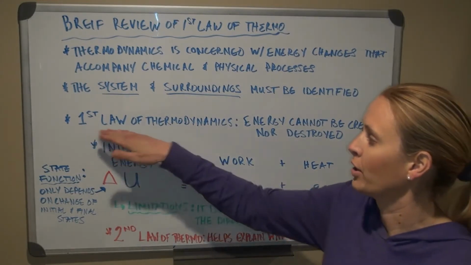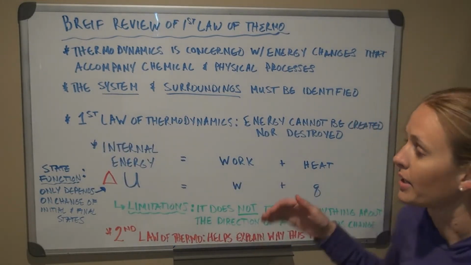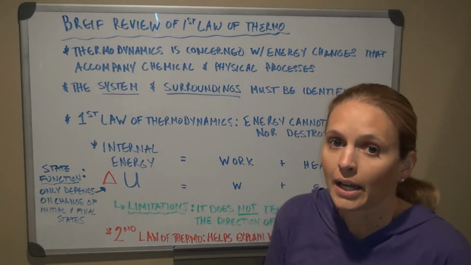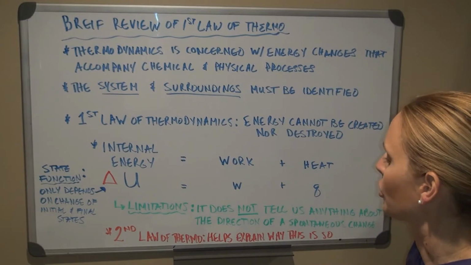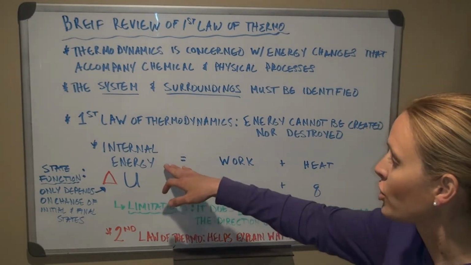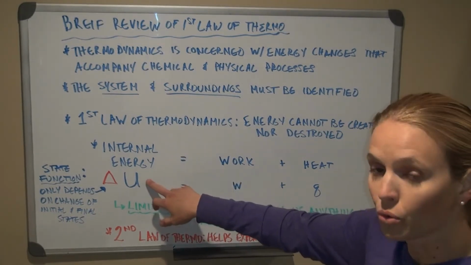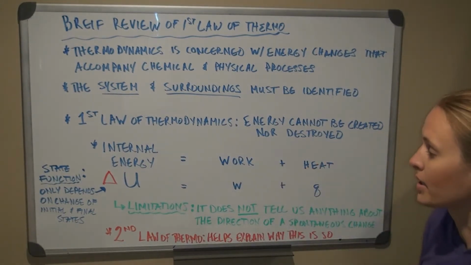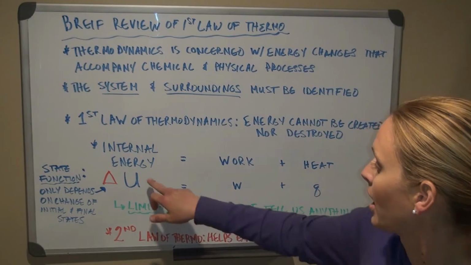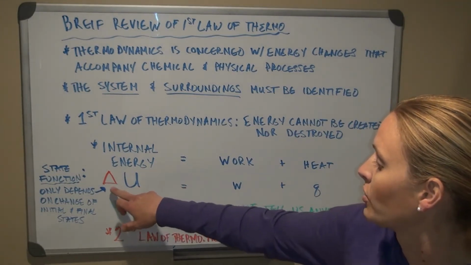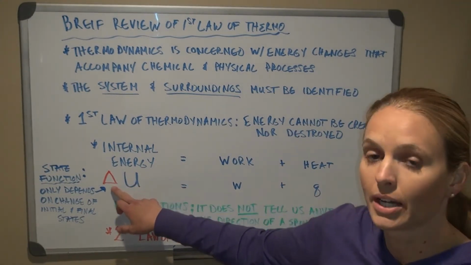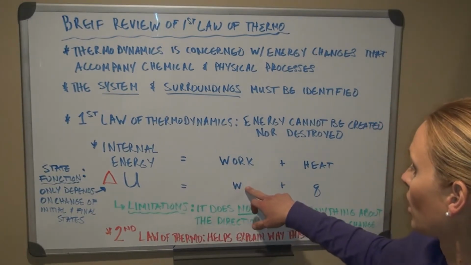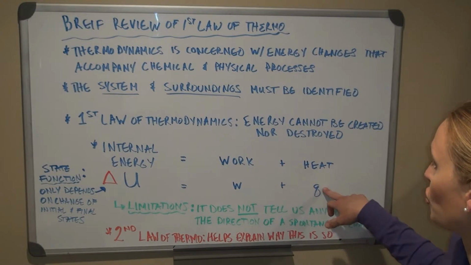Okay, just a reminder, the first law of thermodynamics states that energy cannot be created or destroyed. That can be more commonly described by this equation right here: internal energy, U, is equal to work plus heat. Using the symbol notation here, not just U, but delta U, the change in internal energy, is equal to work, W, plus heat, Q.